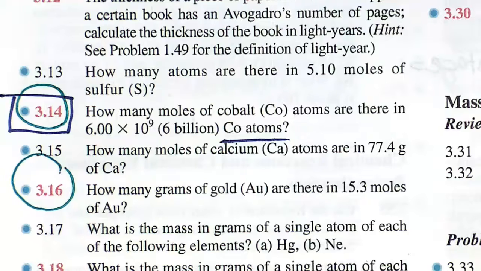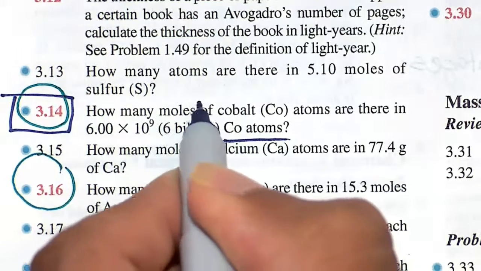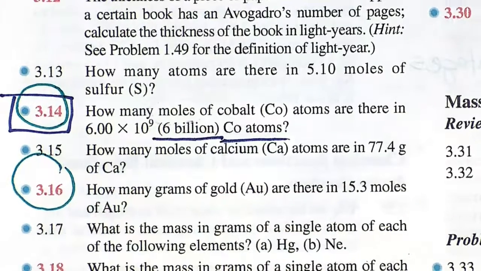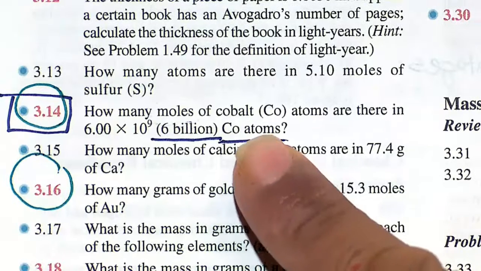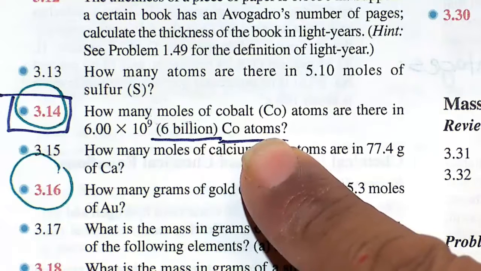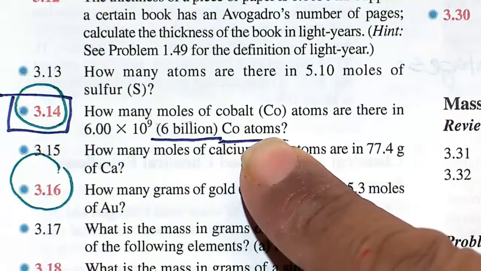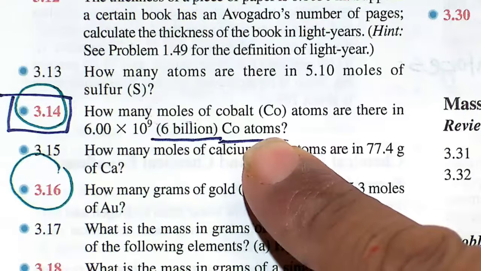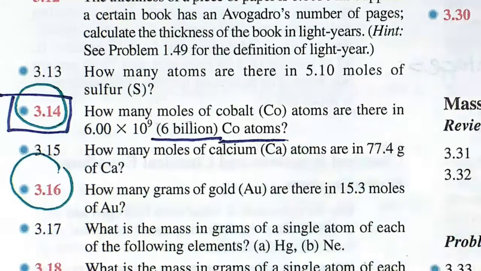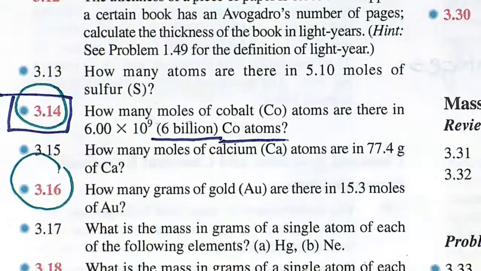So in this video we will look at the number of moles of cobalt that are found in 6 billion atoms of cobalt. So always start with what you're given. Now the units here are atoms, 6 billion cobalt atoms. Anytime you see the word atoms, or ions, or the word molecules, you have to think of Avogadro's number. So how many moles are within 6 billion atoms of cobalt? Start with what you're given, which is 6 billion cobalt atoms.